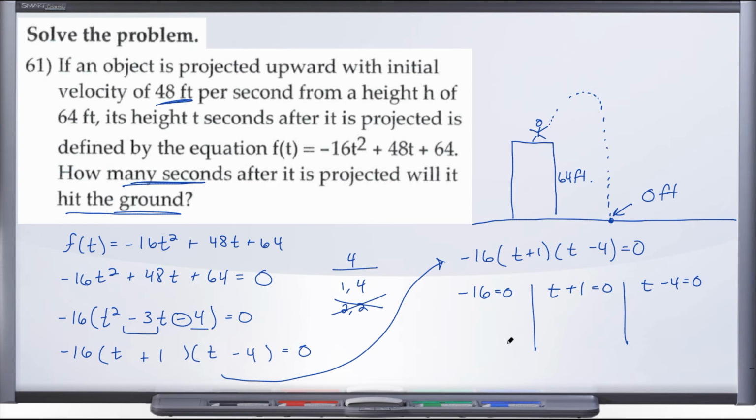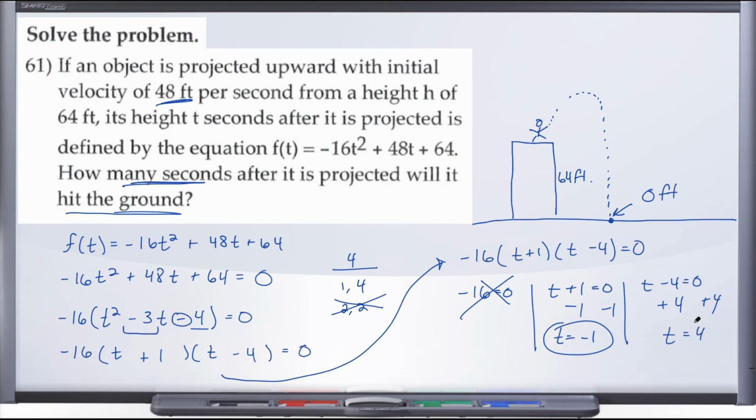All right, -16 equals 0. Is that a true statement? Nope. So that factor completely disappears. It goes away. You can get rid of it because it results in a false answer. So that goes away. Let's solve for t here. So we have t equals -1. Oops. T equals -1.